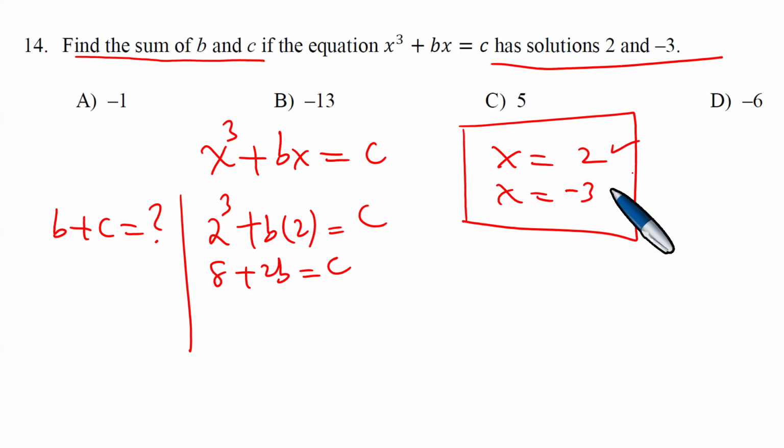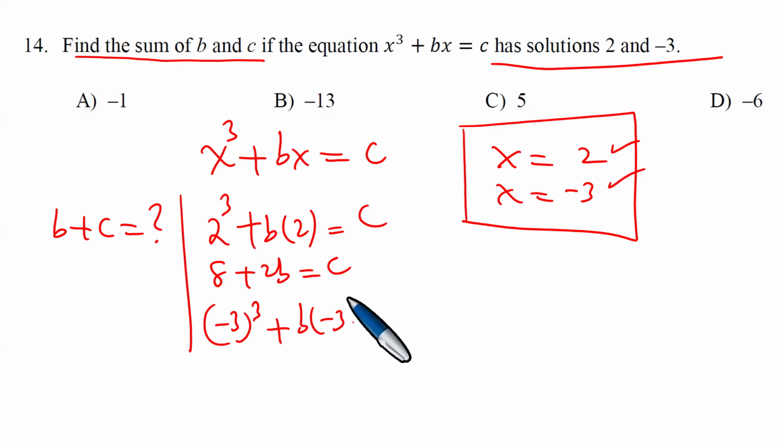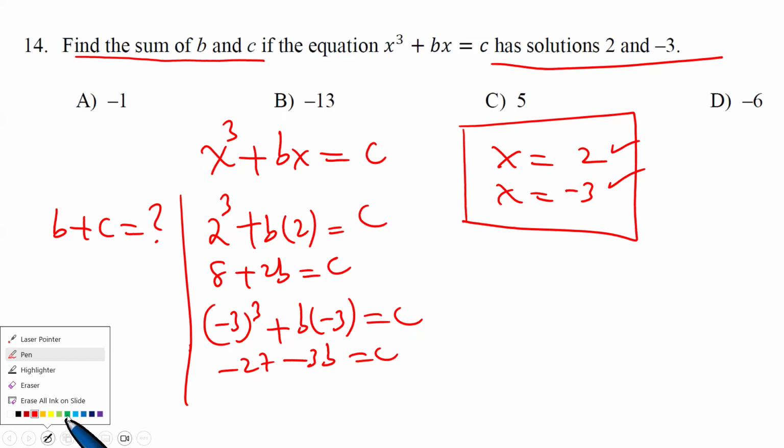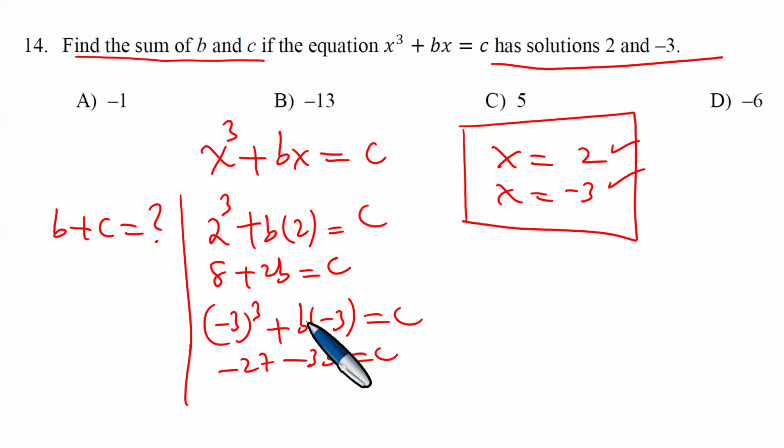And then you substitute this one, which is minus 3 cubed plus b times minus 3 equals c, which is minus 27 minus 3b equals c. Okay, you get this? So find the sum of b and c.